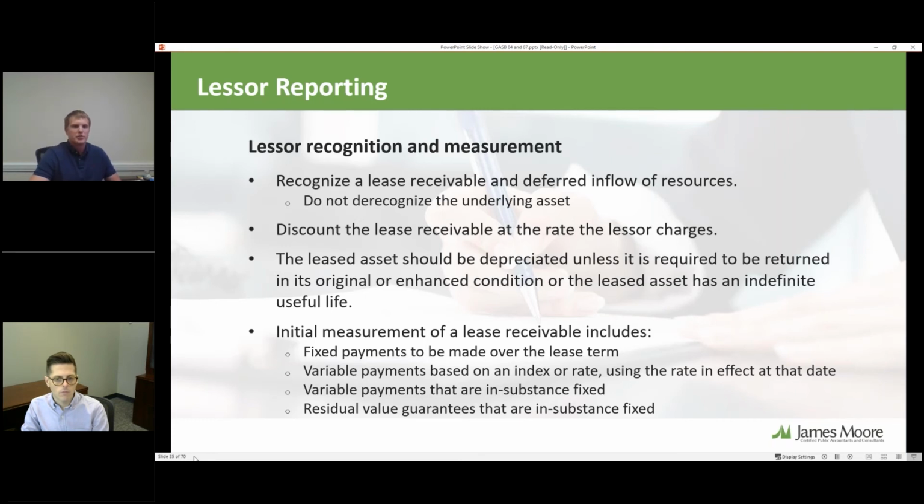Initial measurement of the lease receivable is going to include any fixed payments to be made over the lease term, any variable payments that are based on an index or rate, any variable payments that are in substance fixed, or any residual value guarantees that are in substance fixed.